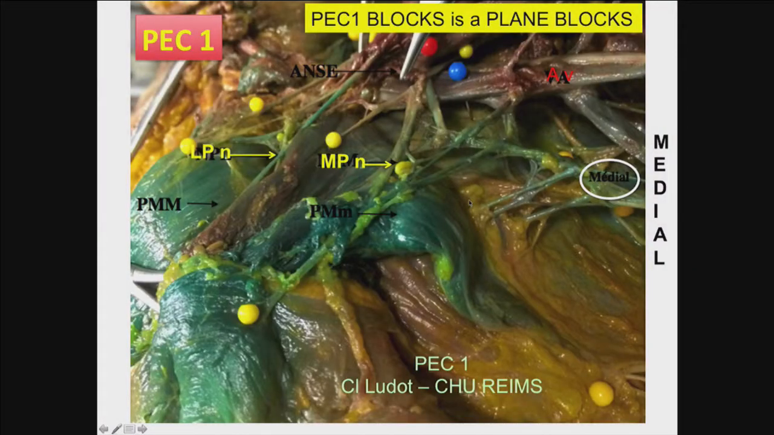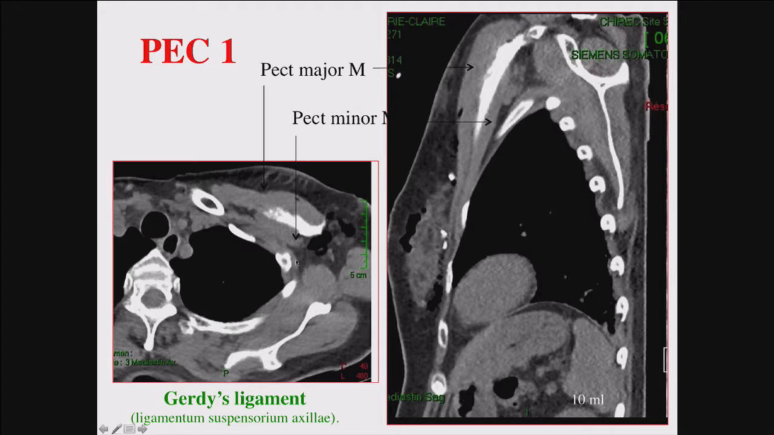Should you inject the PEC1, this is what you obtain, but it is probably clearer and easier if you look at this opacification. You see perfectly that with 10 ml, only 10 ml, the dye fills all the space between the PEC major and PEC minor where the two nerves are located. And with only 10 ml, you go really from the clavicle down to the first rib. Everything is covered with a quite small volume.